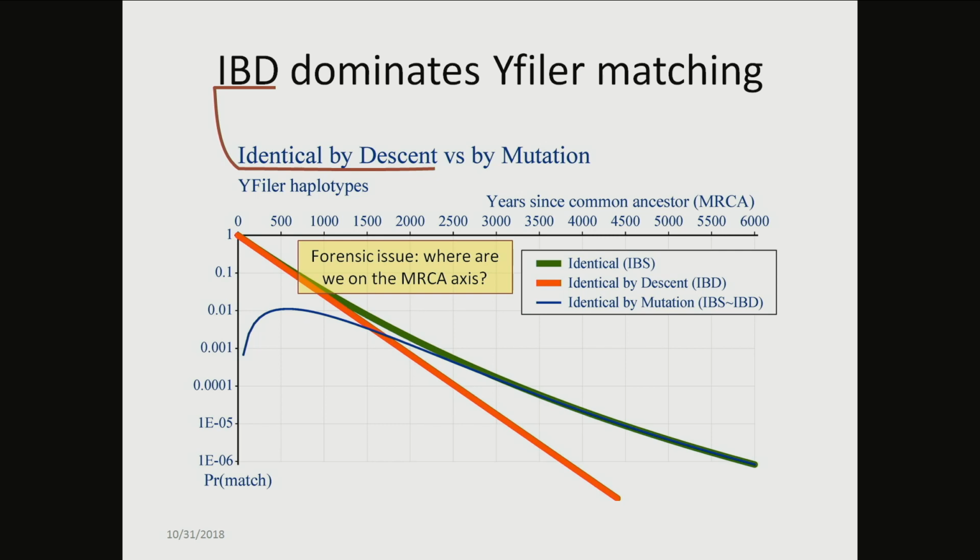The problem with this is that we don't know what point on the horizontal axis is relevant for a typical forensic case. Because if it's here, then the chance of a match between two men is like 1 in 10. And if it's here, the chance is like 1 in 10,000.